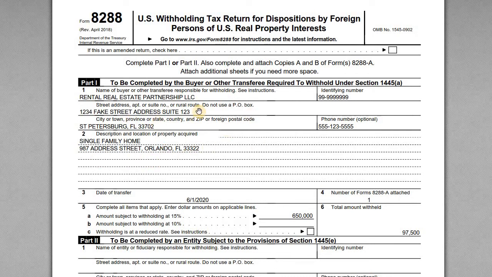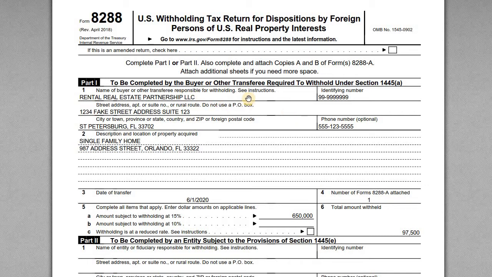So how do you fill this out and when do you fill it out? The entity that's buying the property needs to fill this out, mail it to the IRS, and pay the tax within 20 days of the sale date. Okay, so let's just run through the form, the withholding piece that needs to go with it, and then we'll look at some of the Internal Revenue Code sections as well.